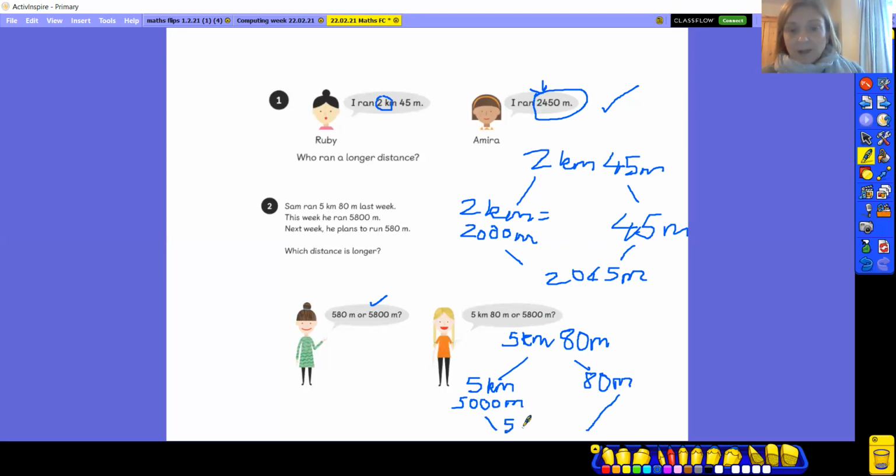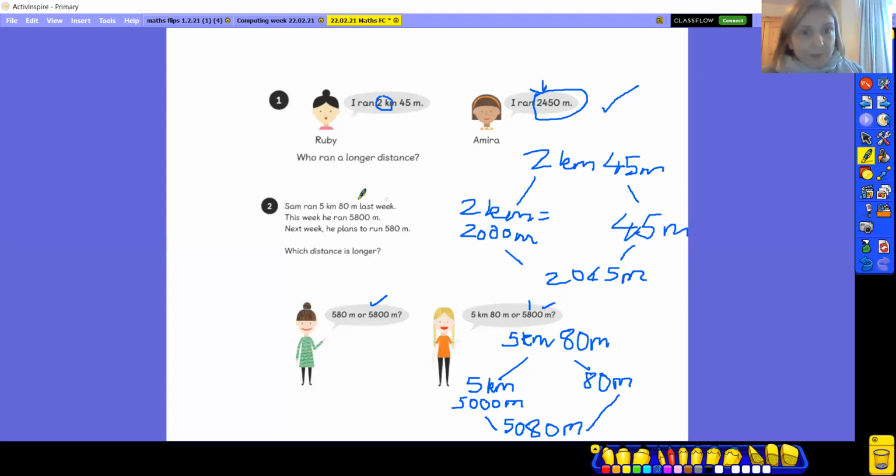So 5,000. Have I got any hundreds? No, I've only got 80 there. 0 hundreds, 8 tens, and 0 ones meters. Okay, so I've converted this distance into meters. So now I can see that actually I've got 5,000, 0 hundreds, and 80 meters. But this one here, it's got 5,800 meters. So there again, if I look at the hundreds digit, because the 5,000 digit is the same, I can see that one's got 800, but this distance, 0 hundreds. So therefore this distance must be the greatest.